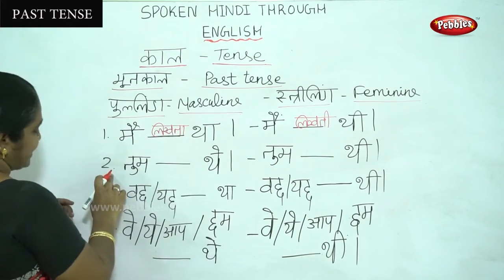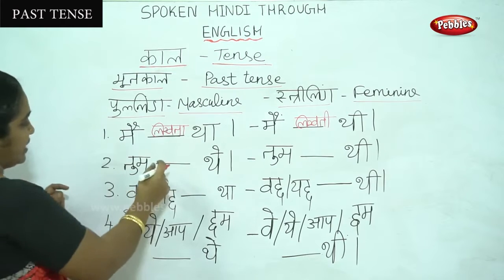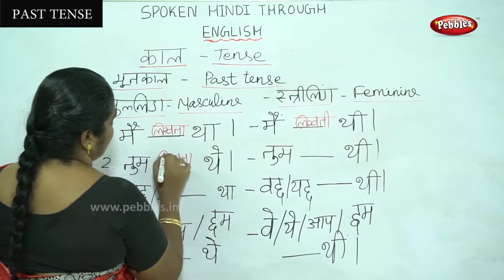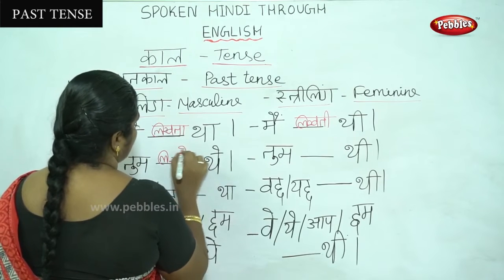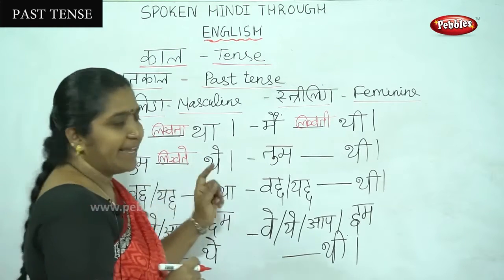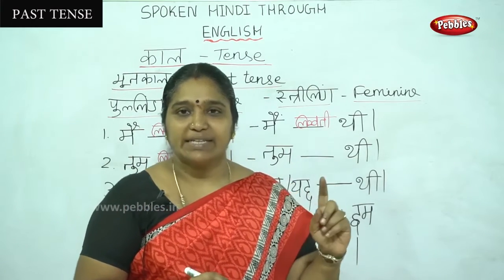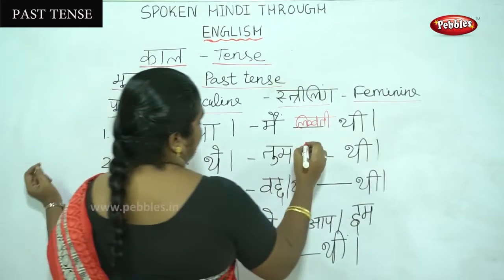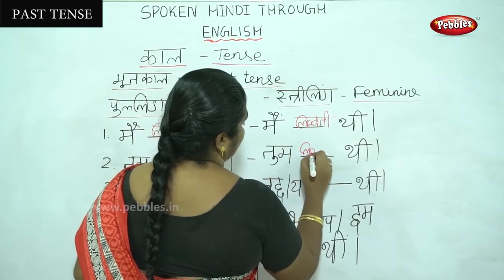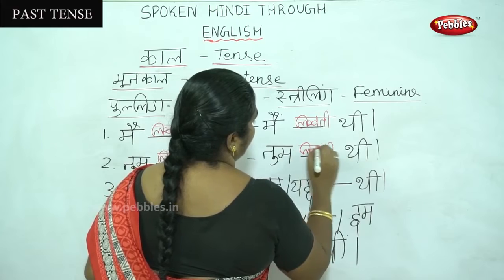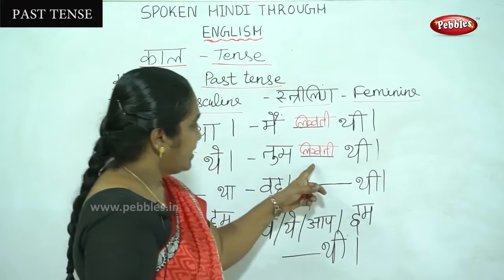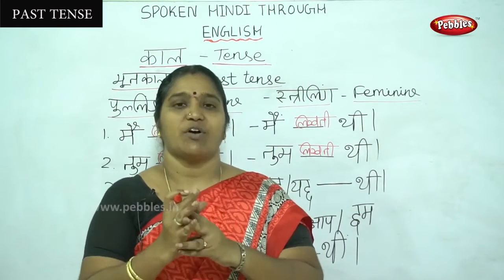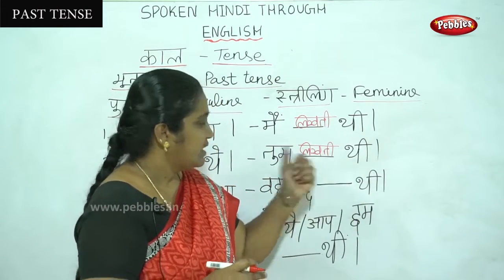Likewise, for the second person tum, here also likhta or likhte. Tum likhte the. You wrote. Here the same, likhti. Tum likhti thi. Here, combining the root verb, you have to join this thi.